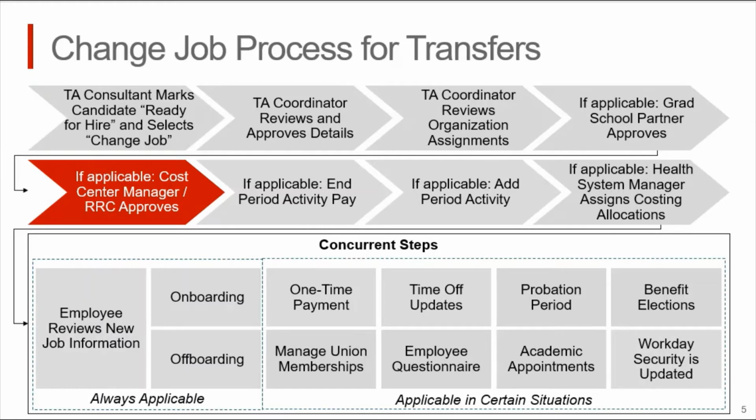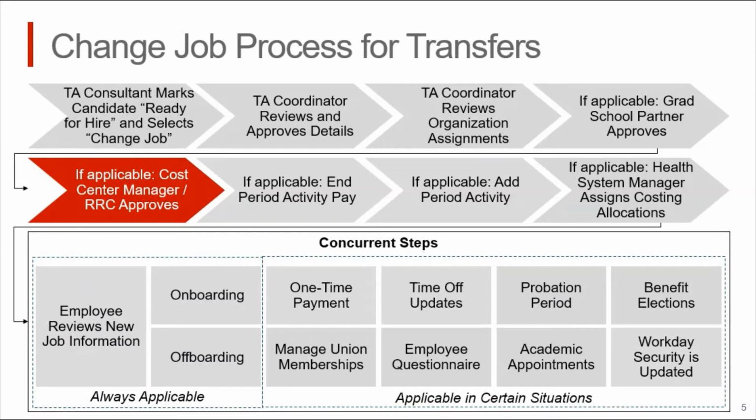The process for change job within hire and for transfer is as follows. Step 1. TA consultant marks the candidate ready for hire and selects change job. Step 2. TA coordinator reviews and approves details. This includes current manager, if the transfer is requested, receiving manager, if the initiating user is not the same as the processing user, or this was not initiated by request transfer task or swap positions. Review the change job, if it is a transfer but not one that is being requested by the employee.